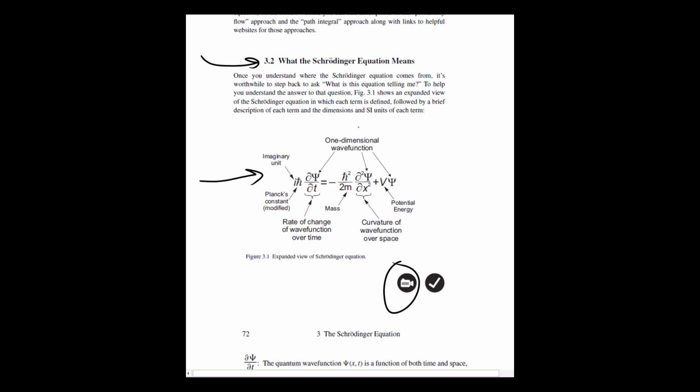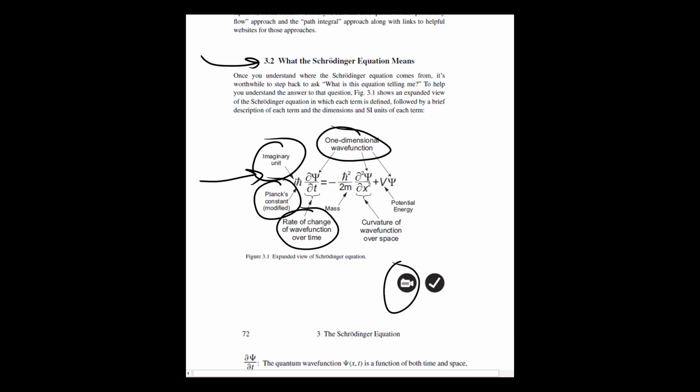are all defined here. Psi, of course, is the quantum wave function. This is the one-dimensional case. Later on in this chapter, you'll see this for the three-dimensional case. If you've tracked through the earlier chapters, you realize that i is, of course, the imaginary unit, the square root of -1. h bar is Planck's modified constant, that is, h over 2 pi. And this partial derivative is the rate of change of that quantum wave function psi over time.